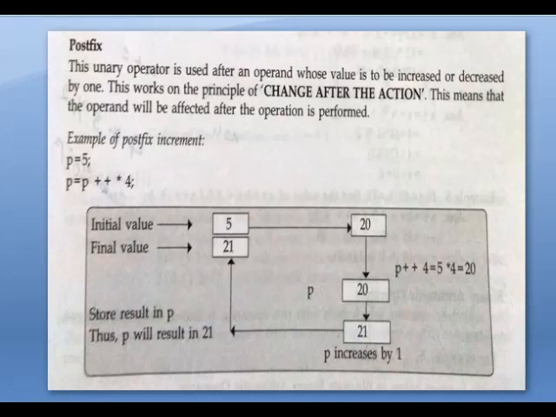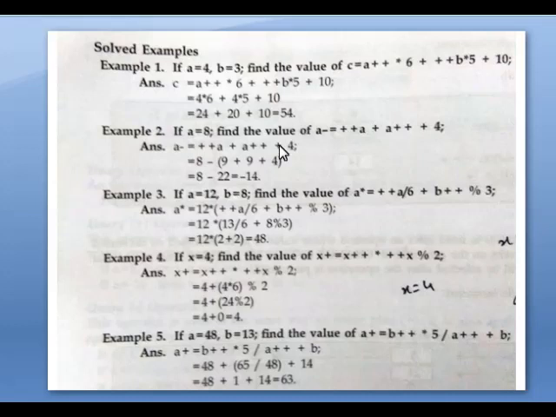The next one is some solved examples. The value of a is 4, b is 3. Find the value of c equal to a++ * 6 + ++b * 5 + 10. So a++ means the value will remain as it is. Therefore, it is 4 into 6. ++b means b value will increase by 1. That is 4 into 5. 4 5s are 20, plus 10. So you have to add. Like this, you have to see all these examples.